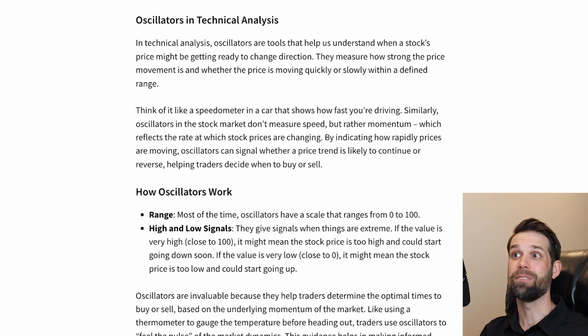So that's going to reflect the rate at which a stock price is changing. By indicating how rapidly prices are moving, oscillators can signal to us whether a price trend is likely to continue or reverse, and that's going to help you make your trading decision. So that's what an oscillator does in terms of technical analysis.